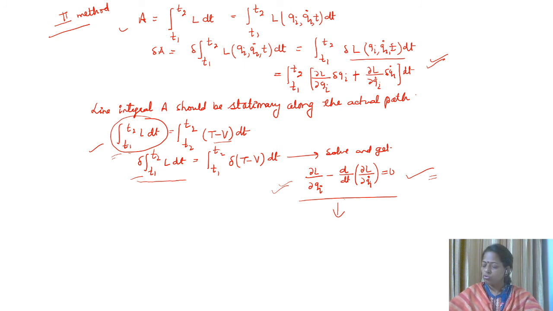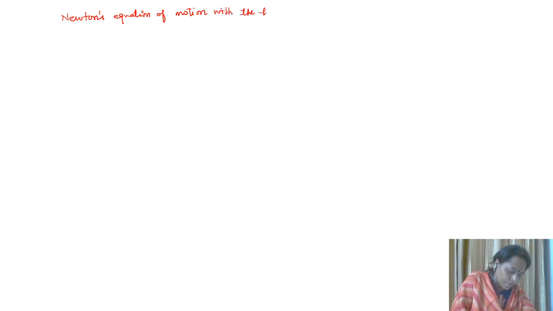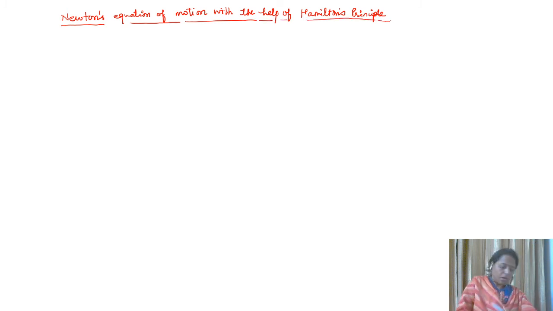Similarly, it is very simple to deduce Newton's second law of motion with the help of Hamilton's principle. How will we do it? If we want to derive Newton's equation of motion, the second equation of motion, with the help of Hamilton's principle, first we write Hamilton's principle, which we have already written. And then we write that according to Hamilton's principle, delta of the integral of L dt from T1 to T2 should be 0 along the actual path.